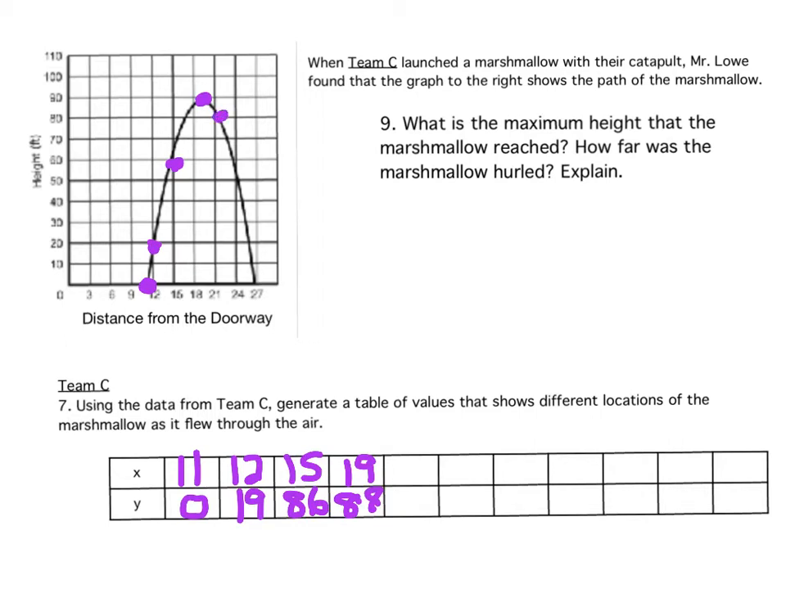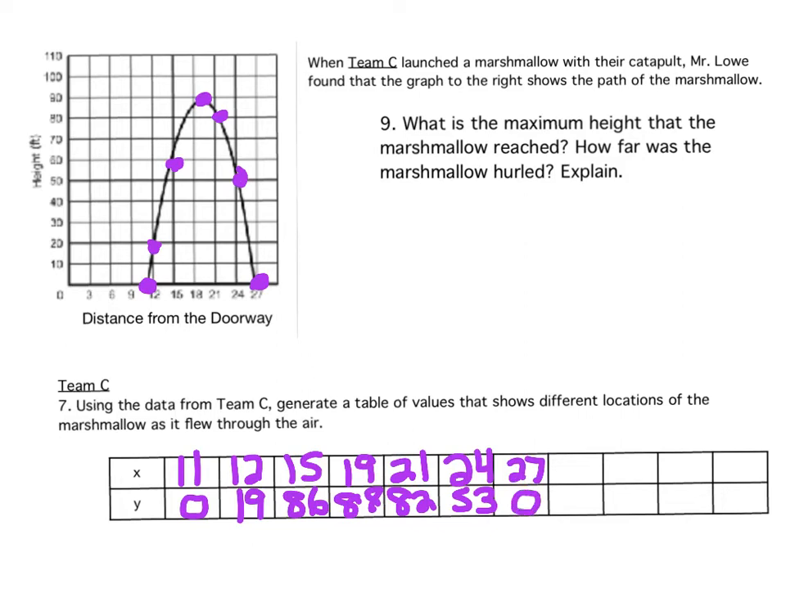At 21, it's about 82. And 24, it's right about, I'd say 53. And let's go for one more. Let's go 27 and 0.